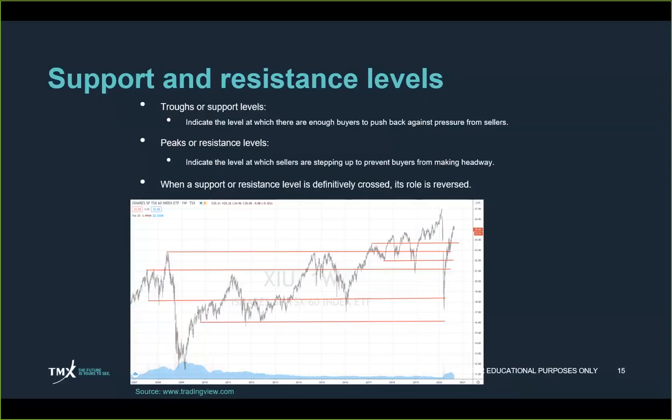Peaks represent resistance levels. So the more times the peaks of a particular price chart trade into a certain level, the more that tells us that the investors are not prepared to take the stock any higher, right? So that can also give you cause to step back and say, okay, should I short the stock here, or do I need to take hedging into consideration? But they're levels that you can step back, make an observation, and then determine how best to move forward.